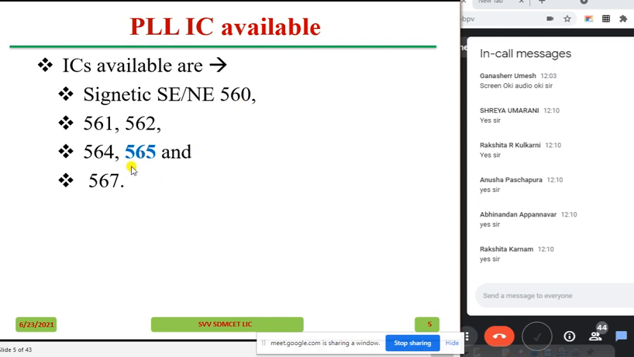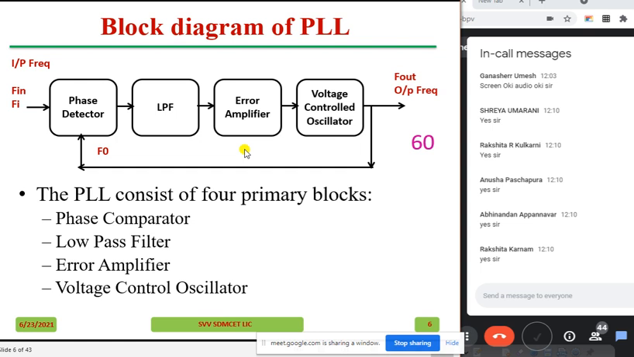Many ICs are available in our lab. We have the 565 IC from Signetics, and this is its block diagram. What blocks do we have? A phase detector. Basically what it does, the two inputs we are giving, Fi and F0, will be compared. If both are the same, the voltage from the phase detector will be 0, and based on the frequency difference, or you can say phase difference, between Fin or Fi and F0, a voltage will be given. For example, if it is at F0, then 0. If it is above F0, some positive. If below F0, some negative voltage will be given.